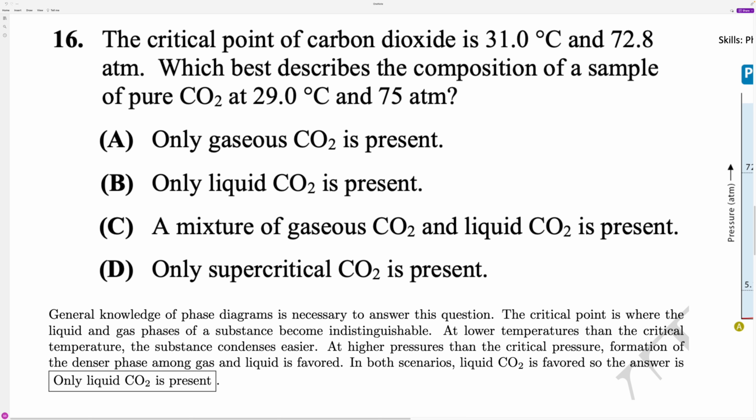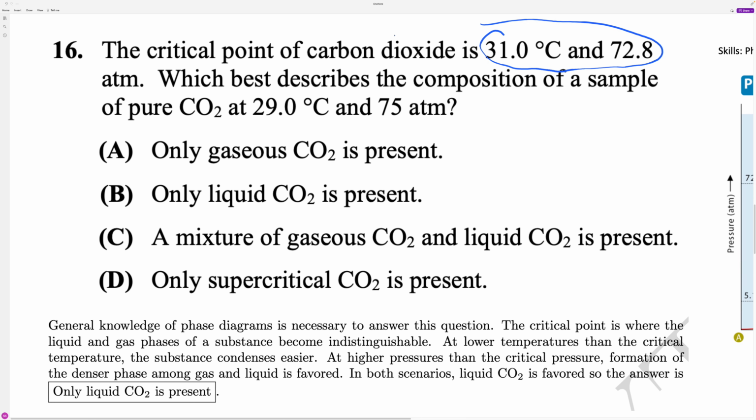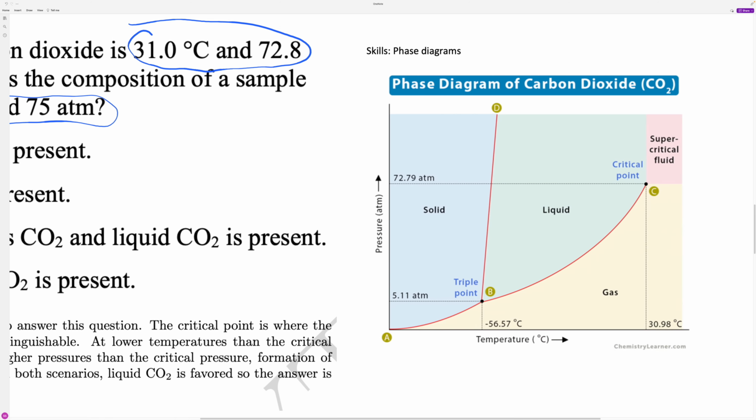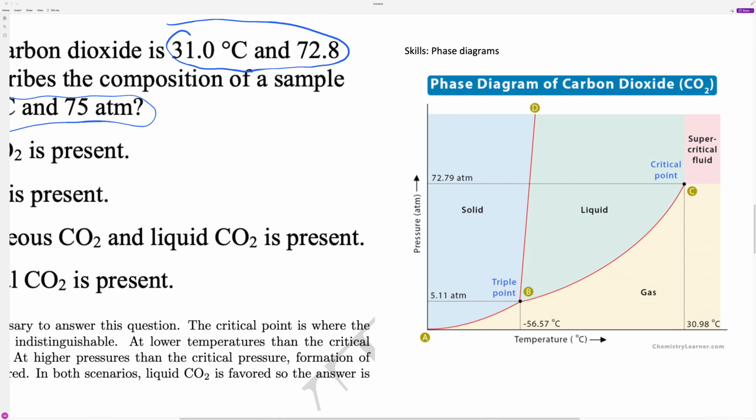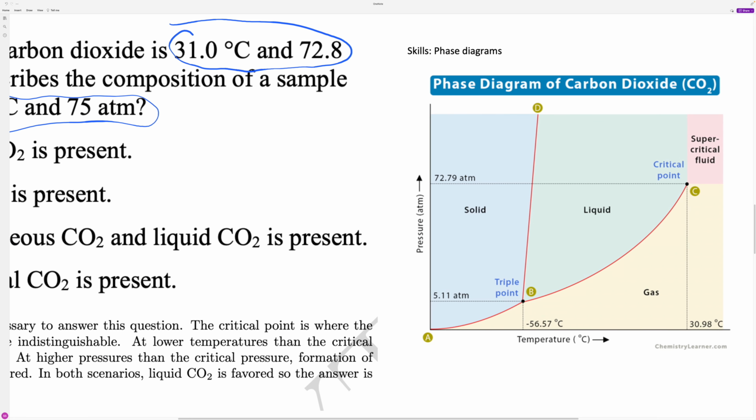Now, question 16 is testing phase diagrams. So it gives us the critical point of carbon dioxide being 31 degrees Celsius and 72.8 atm, and it asks us to describe the composition of CO2 at these conditions. So I've laid out the phase diagram for CO2 here. However, you don't actually need to memorize this because CO2 is a fairly standard substance. As long as you know what a phase diagram looks like and how it's generally laid out, you can answer this question fairly easily.